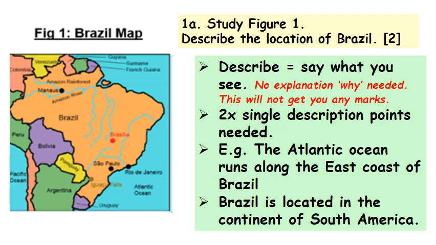Question 1A was worth 2 marks and asked you to describe the location of Brazil. You also had Figure 1 to assist you with this. Due to this being a describe question, you only needed to say what you saw, no need to explain why. The question was worth 2 marks, so 2 separate points were needed. For example, the Atlantic Ocean runs along the east coast of Brazil, and Brazil is located in the continent of America. Now add any additional points in green pen, even if you achieved 4 marks.